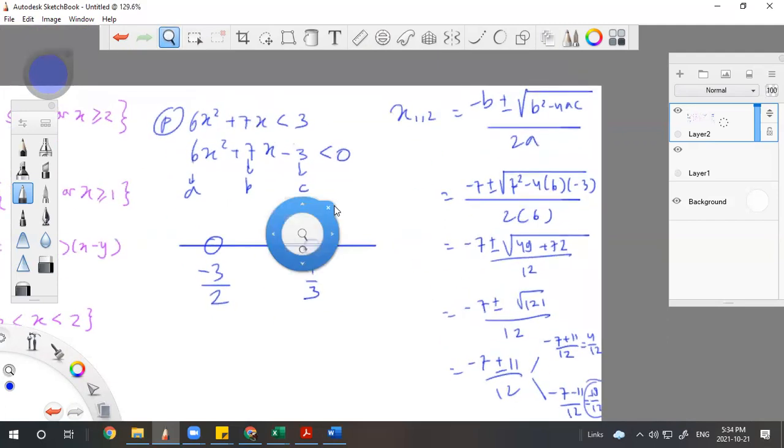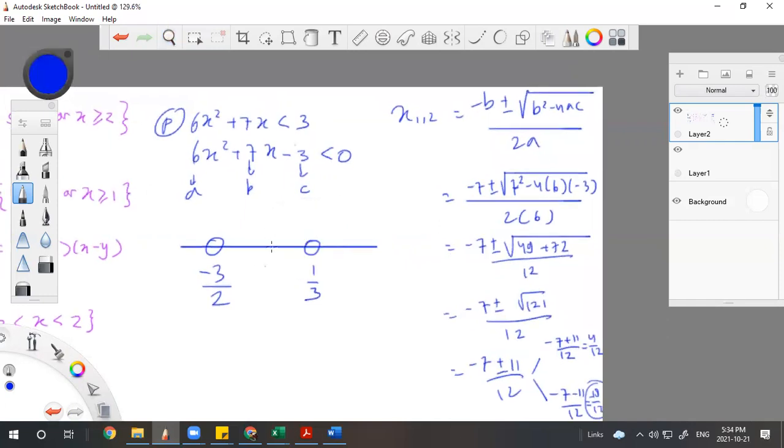And put 0 here. Any simple representative is 0. So if you put 0 into the expression, 6 times 0 is 0, plus 7 times 0 is 0, minus 3. It's negative, right? Then the other part will switch. It's positive. Just do the switching.